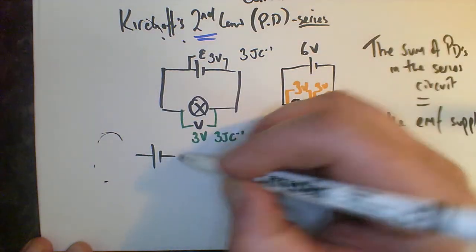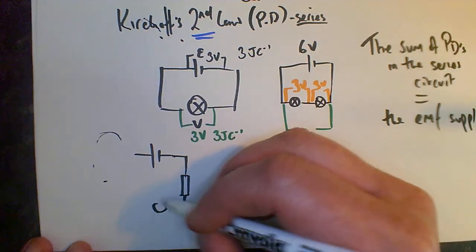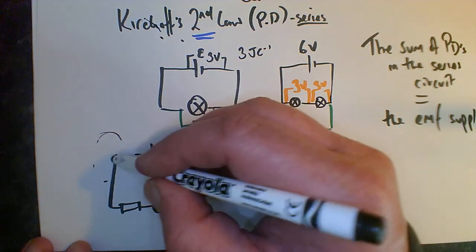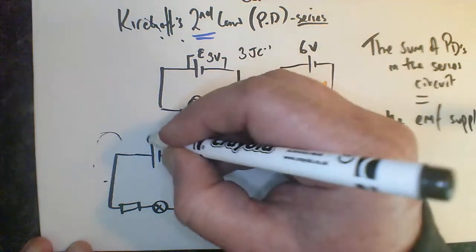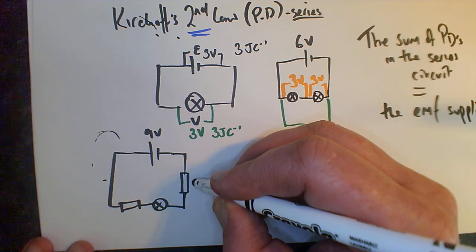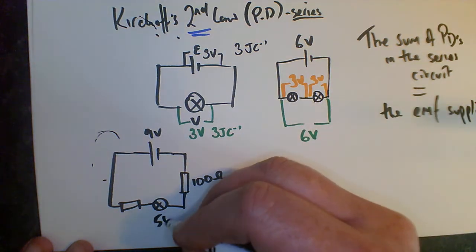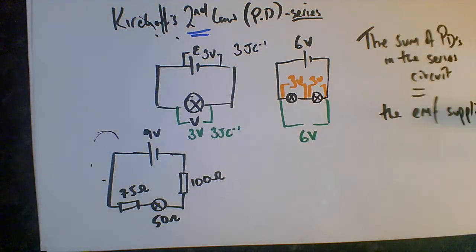Drop my pen. Right, let's say I've got a series circuit here. I've got a bulb, a resistor. So let's say this is 9 volts going in here, I've got 100 ohms here, this is 50 ohms here, and this is 75 ohms here. Now they are not, as you can see, the same resistance. In fact, let's go and get a calculator.